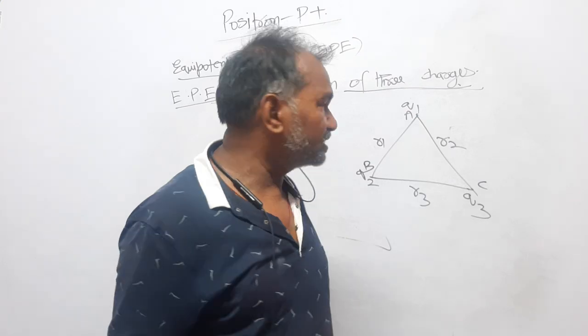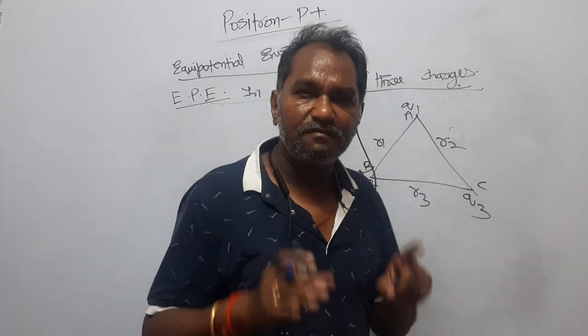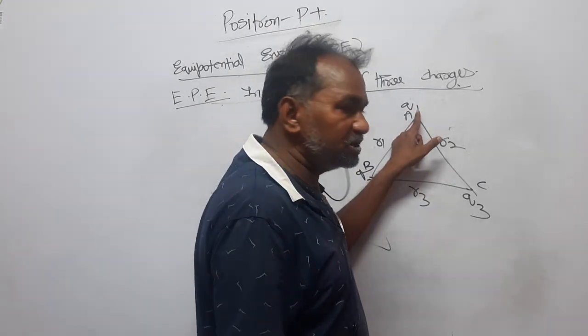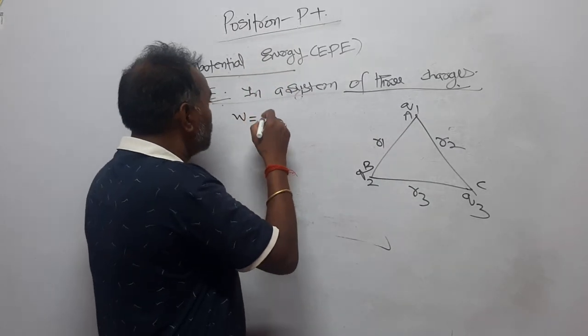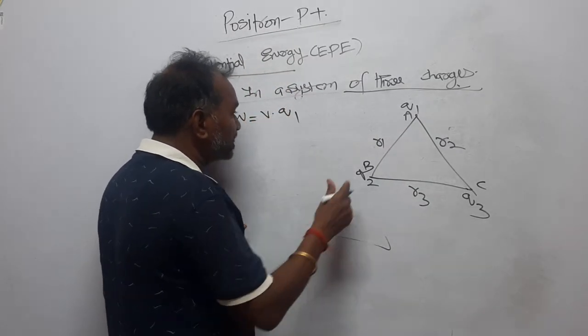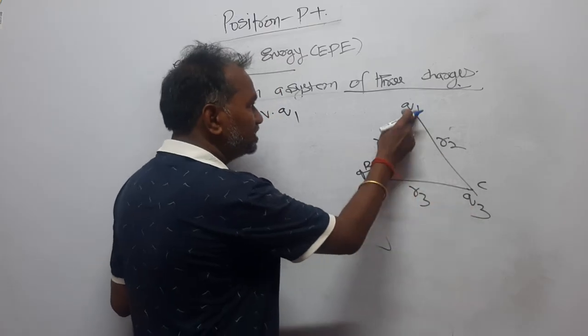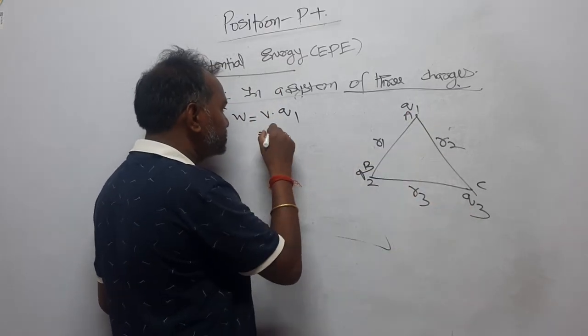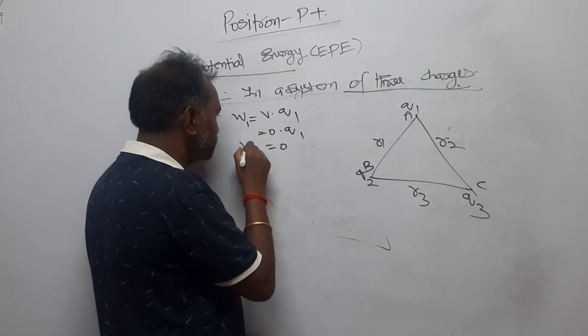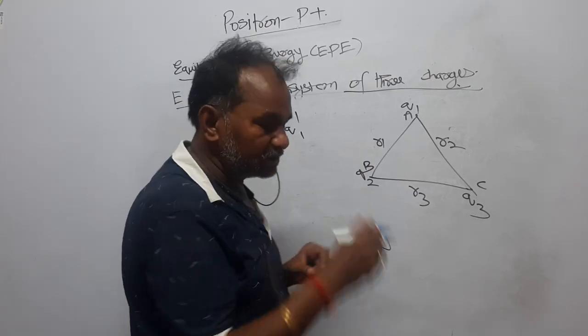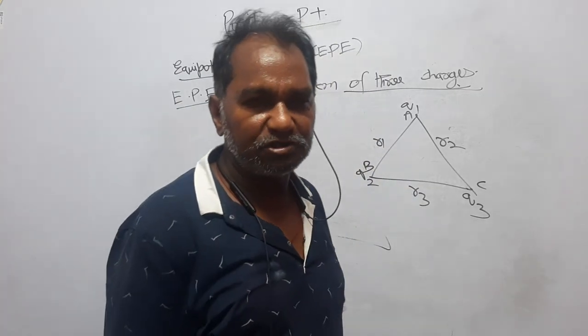When you are bringing charge Q1, other charges were absent, so here the potential is 0, so the work done is 0. W is equal to V into Q1. In the absence of any other charge, the potential would be 0, so its work done is also 0, that is W1 equals 0. Now I am bringing the Q2 charge.